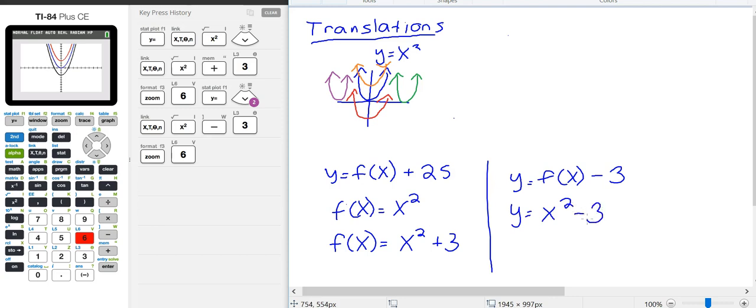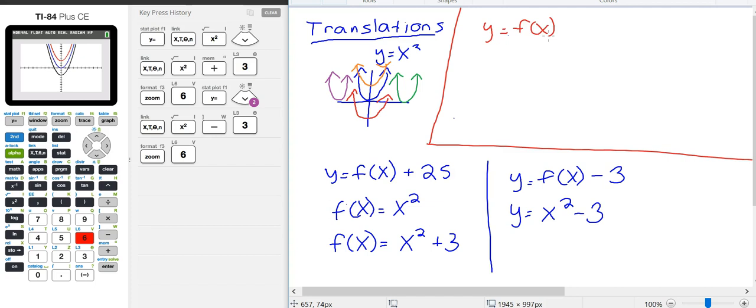Now let's look at how we would move a graph right or left. Let's say we have the function y is equal to f of x. If we want to move this graph to the right, we have to subtract something from the x. So let's say we want to move 4 units to the right, we would do y is equal to f of x minus 4.